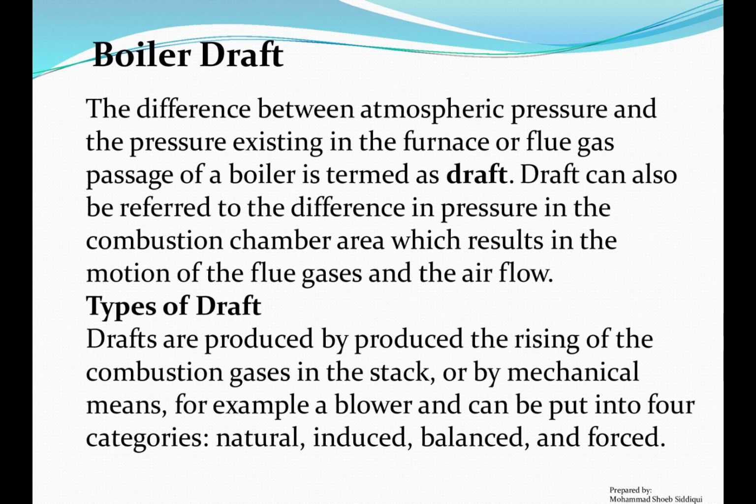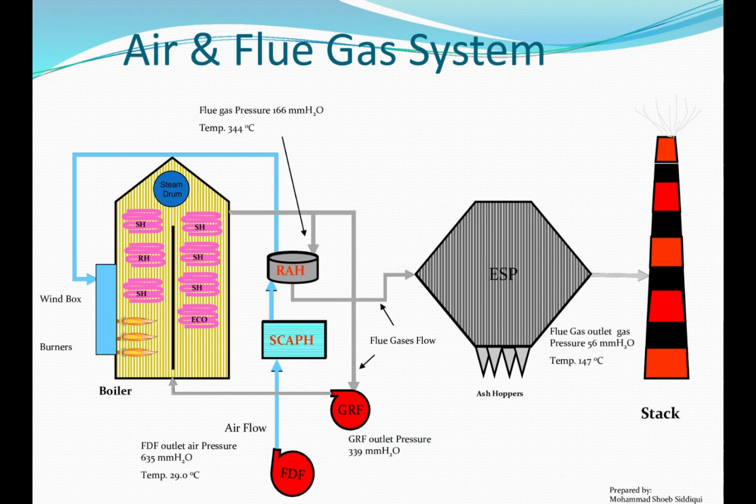Types of draft. Drafts are produced by the rising of the combustion gases in the stack or by mechanical means, for example a blower, and can be put into four categories: natural, induced, balanced, and forced.